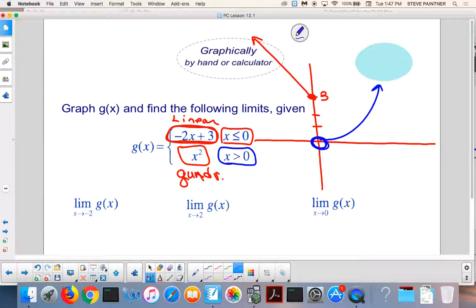So if that is your graph, then answer these three limits. Try it. What's the limit of g of x as x approaches negative 2, as x approaches 2, as x approaches 0? 3 answers. What are they? And this is for sure on the test. And this one, it seems like students get 2 out of 3 right. For some reason, it messes you up.